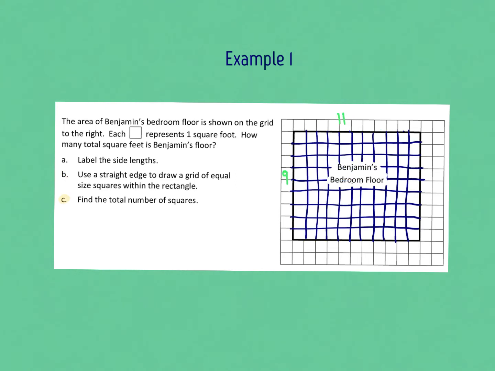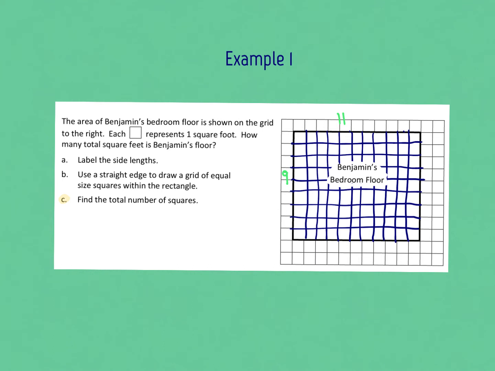There we go. Now that we have all of our equal size squares within this rectangle, we can find the total number of squares. There's two different ways we could do this. We could count out each little box, or we can use the area model of multiplication to multiply the two side lengths to get how many total squares there are.